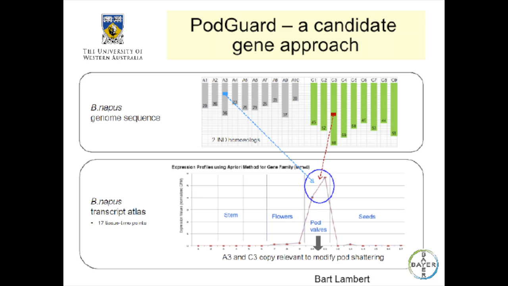So we have a known shattering gene that is linked to the opening of the pod, and we have 2 homologs in the Brassica napus genome sequence that came out 2 years ago, but has been available a little bit before that too. So there's a homolog on A3, and its equivalent on C3. And the Bayer people showed with their transcriptome atlas that this gene is only expressed in the pod valves.